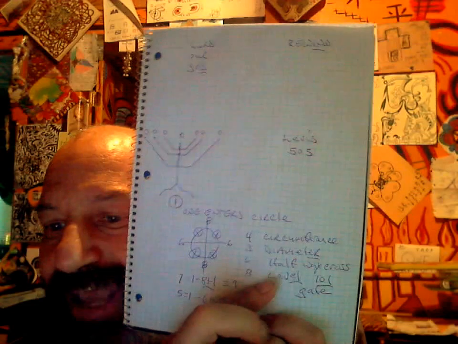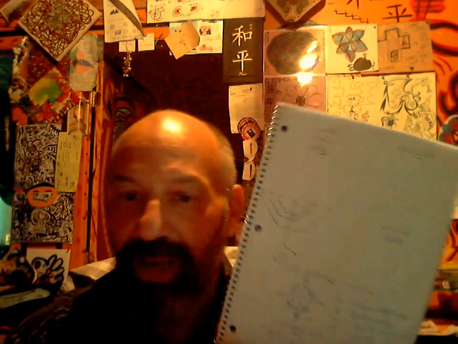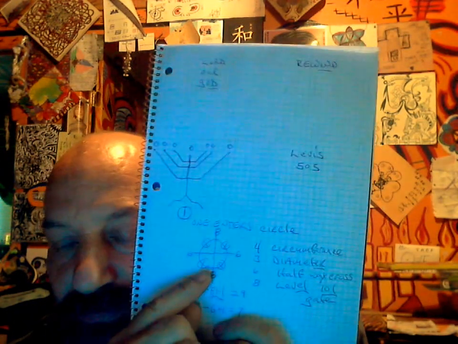4 is the circumference. 3 is the diameter. 6 and 8 are the halfway levels of 101 because the numbers will change. Instead of 1, 2, 3, 1, 2, 3 this way, it'll be 1, 2, 3 this way. 101, 101. 6 is over here. 1, 2, 3, 4 in the corners.